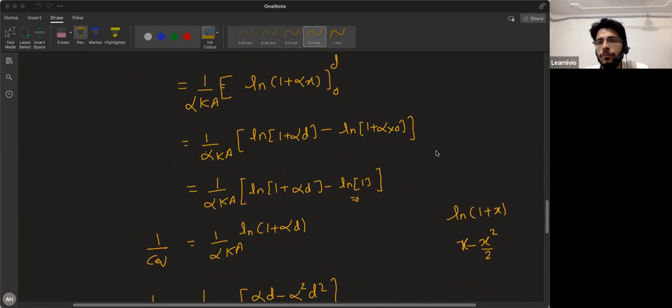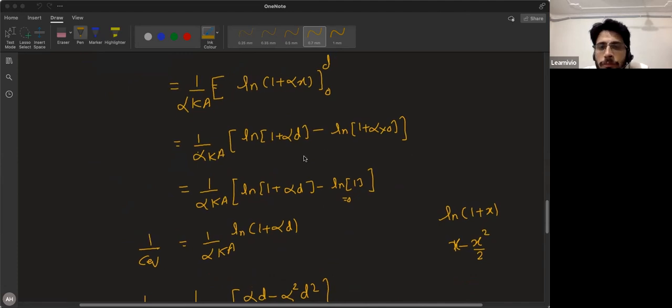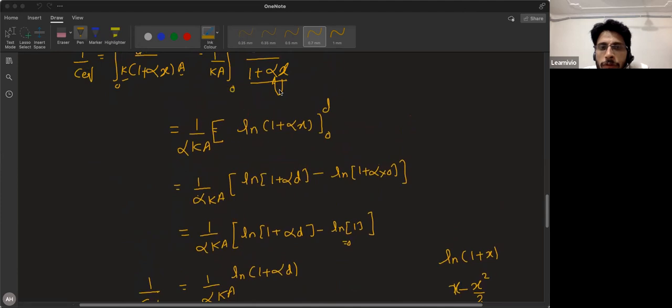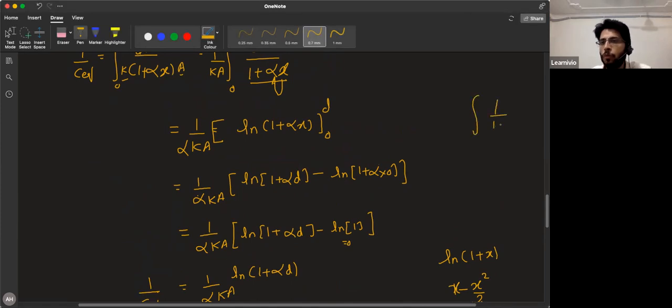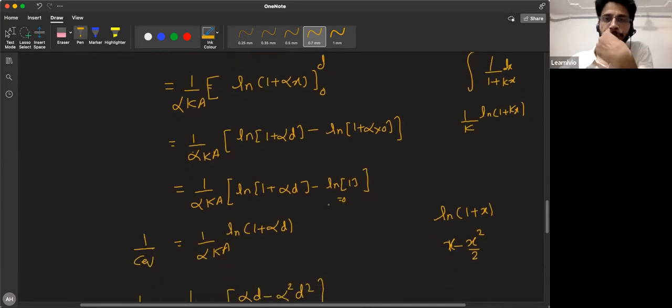How did you get the alpha outside? Alpha outside, you're saying? Yes. Okay. This is the formula of integration. If you are integrating a function of the form 1 by (1 plus kx) dx, the formula is log of (1 plus kx) divided by k. Whatever constant you are using with this x will come outside.